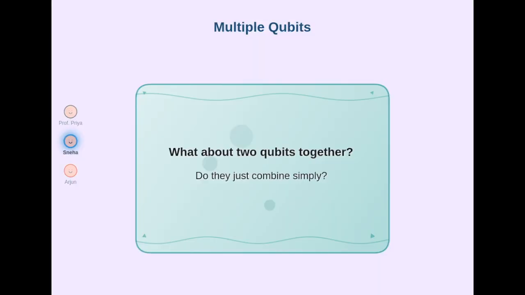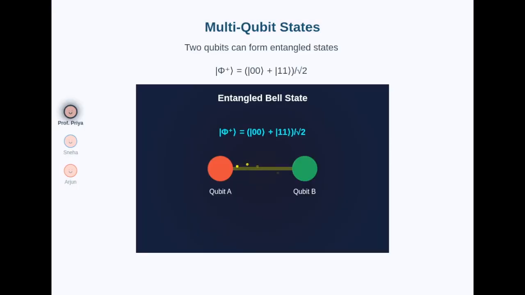Professor, what happens when we have multiple qubits? Do 2 qubits just give us 4 possible combinations? That's where quantum mechanics gets truly exotic. 2 qubits can form entangled states like this Bell state. Phi equals the sum of 0, 0 and 1, 1 divided by root 2. This cannot be written as separate individual qubits.